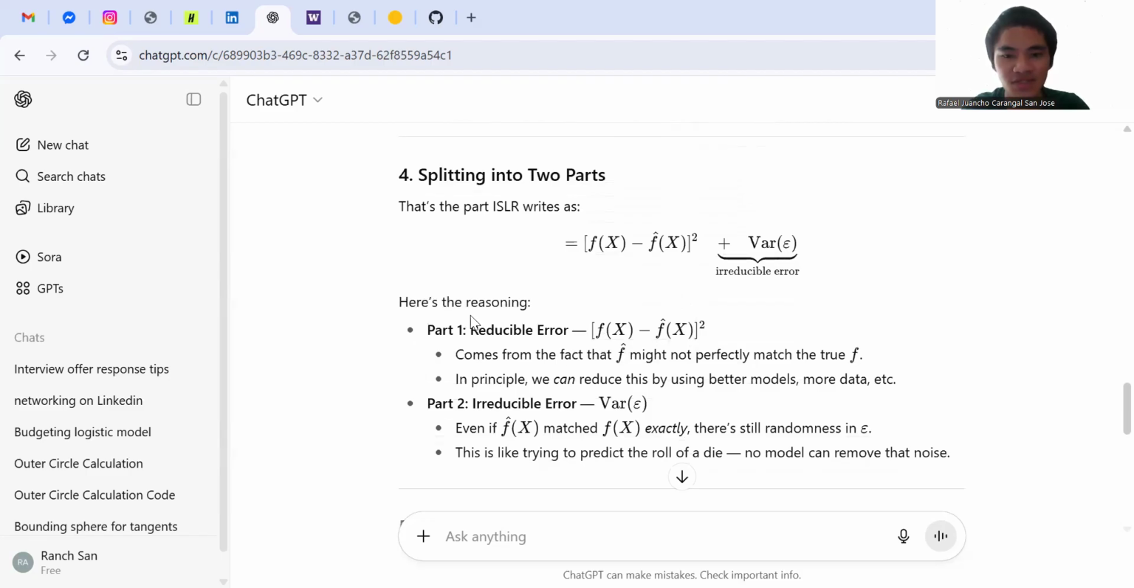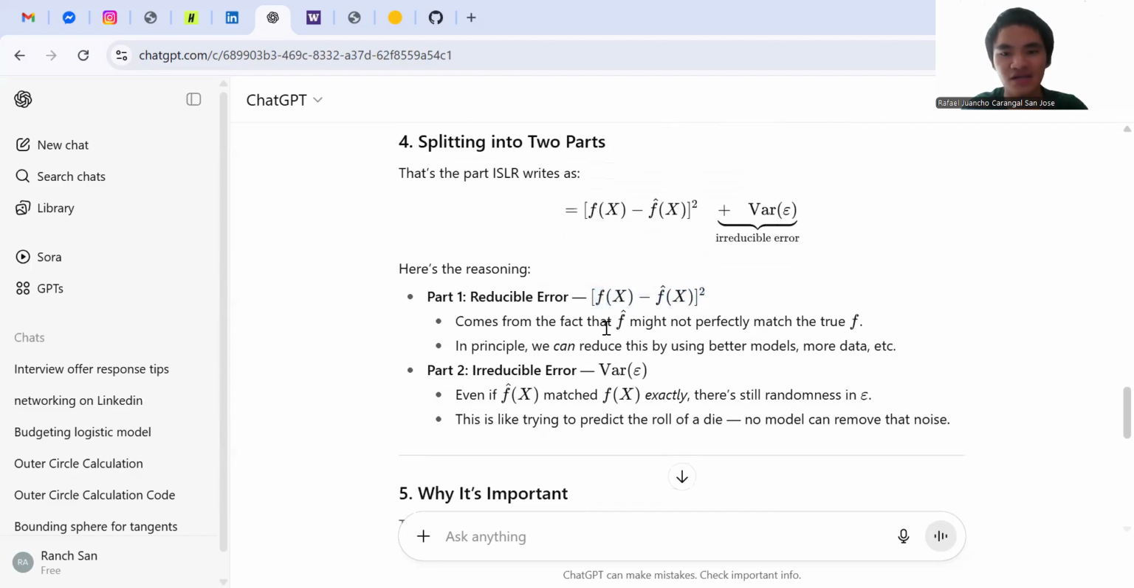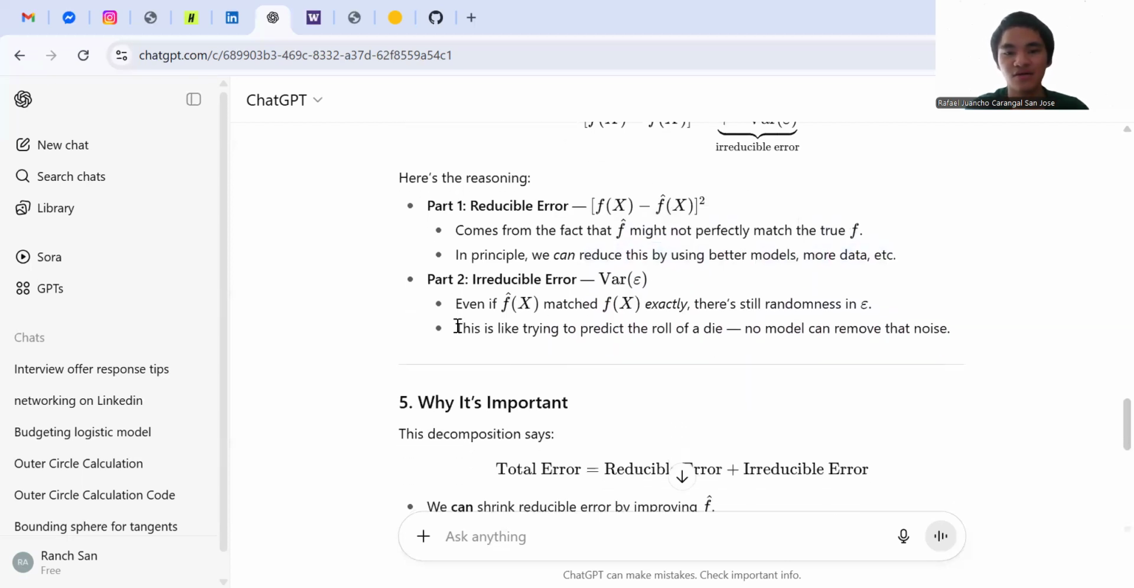So here's the reasoning. This is the reducible error, and it comes from the fact that this might not be exactly f, but an estimate, right? How can we reduce this error? How can we make it better and better? Well, we can use better models, more data, stuff like that. Now, irreducible error, this is the noise. So even if we match this and this exactly, we still can't accurately predict because there's some randomness in this epsilon.